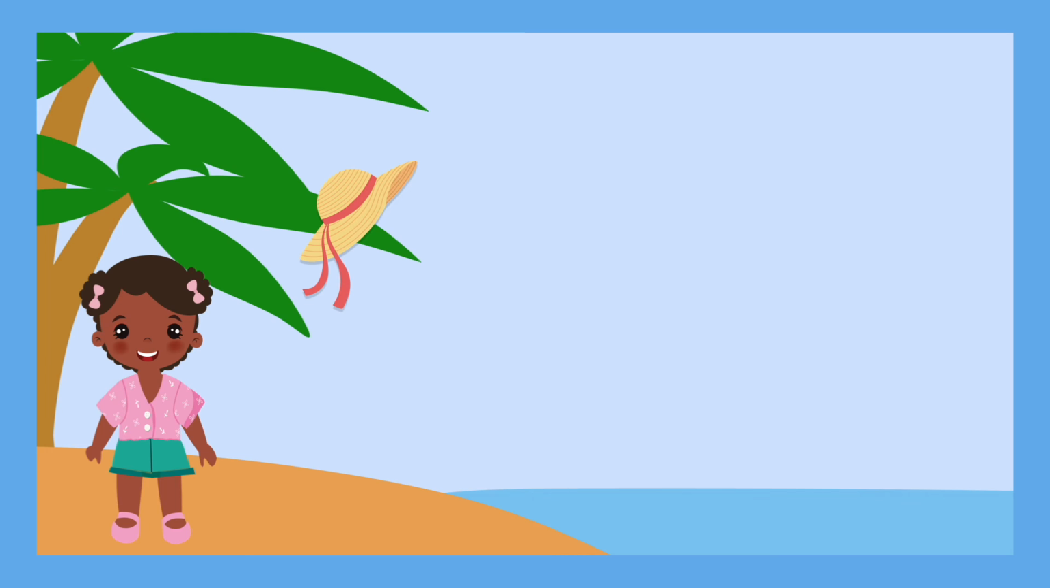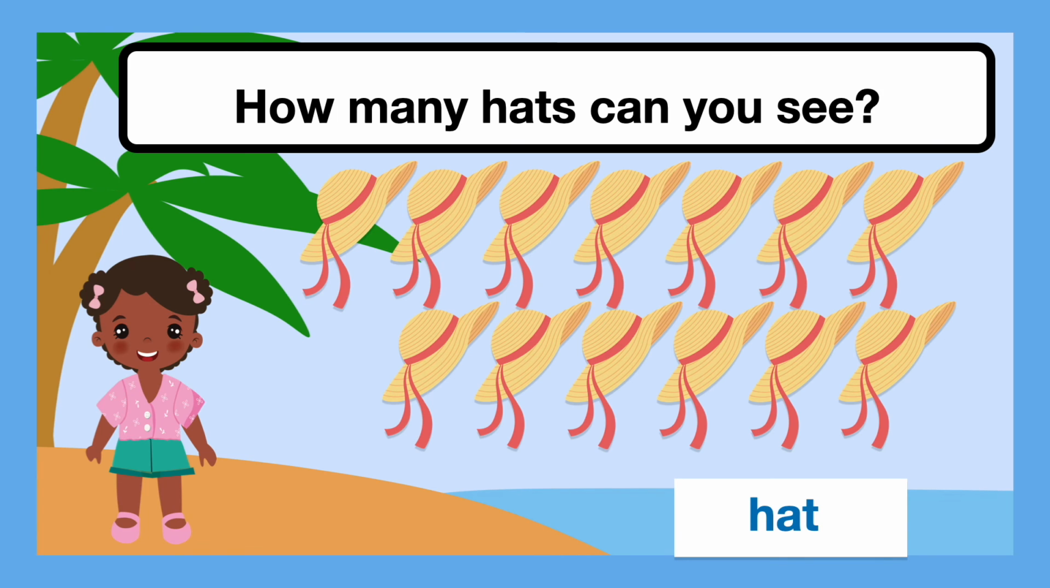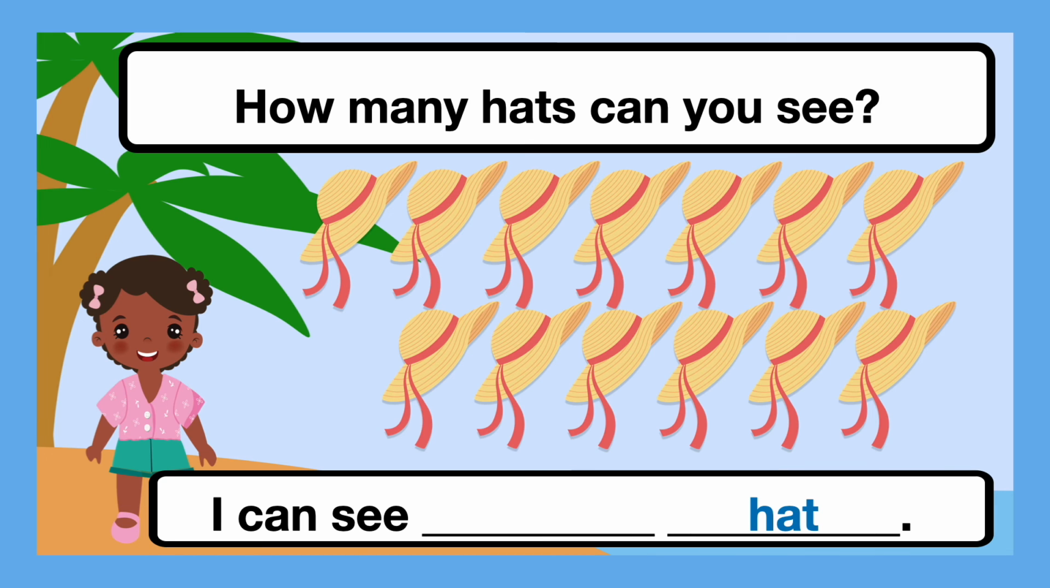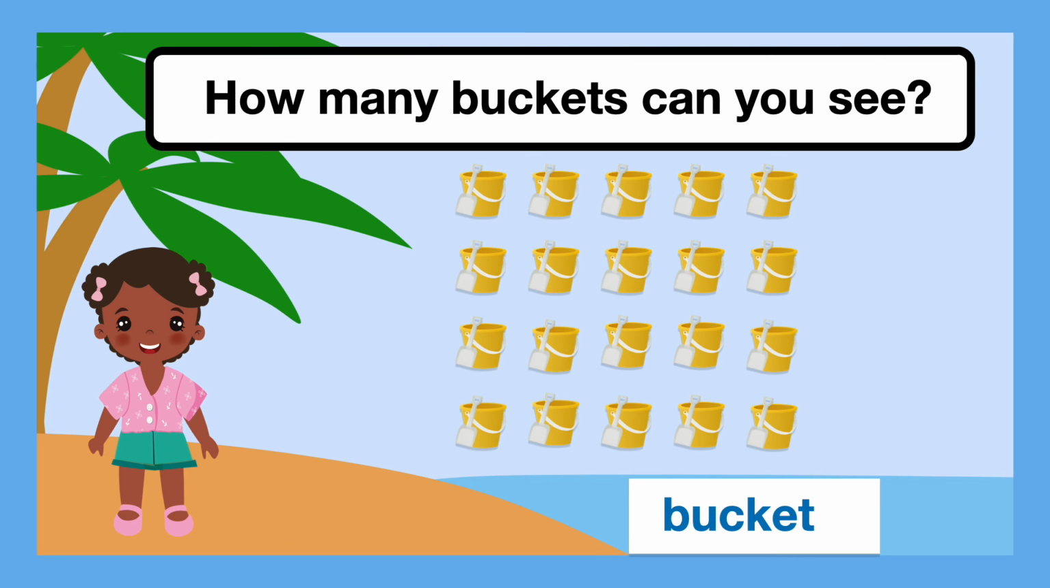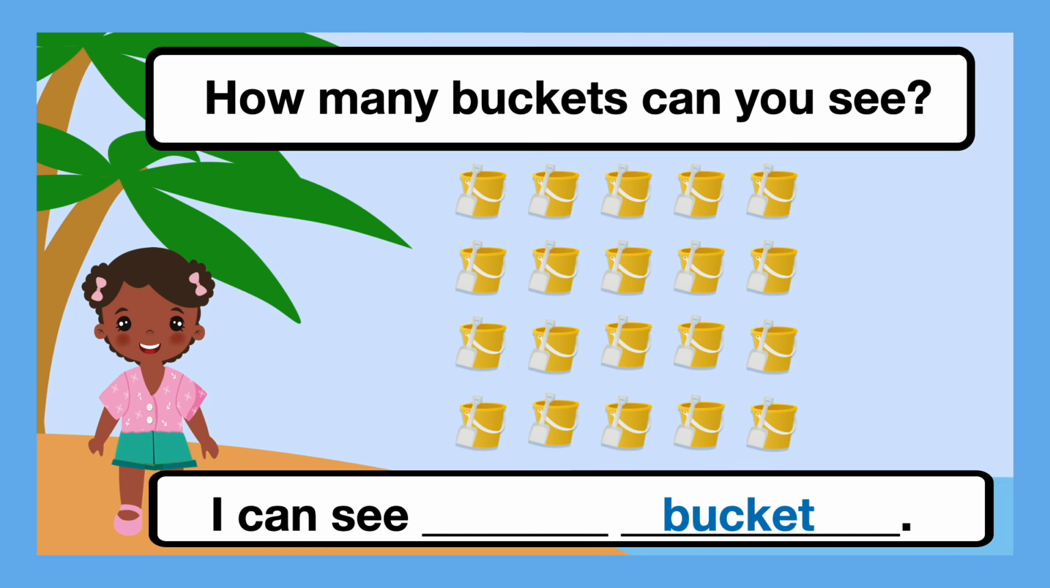What's this? It's a hat. How many hats can you see? I can see 13 hats. What's this? It's a bucket. How many buckets can you see? I can see 20 buckets.